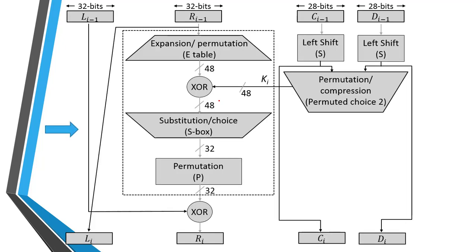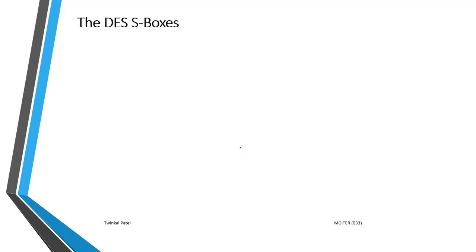Now next is substitution or S boxes in DES. So here we can see that the XOR operation gives us a 48-bit output, which is taken as an input, which is given to the S box. So S box takes the 48-bit input and gives us a 32-bit output. So next we will see the substitution box or S box in the DES.